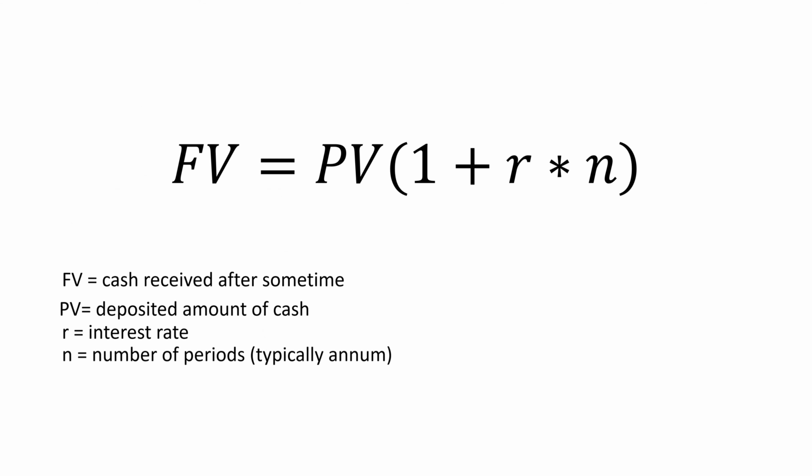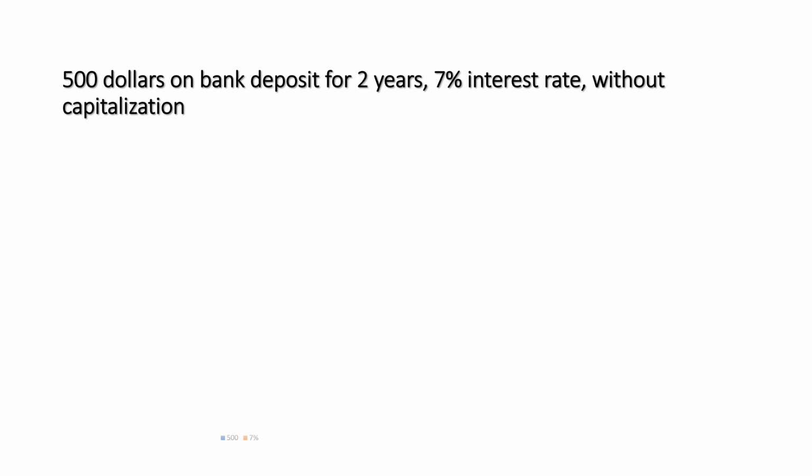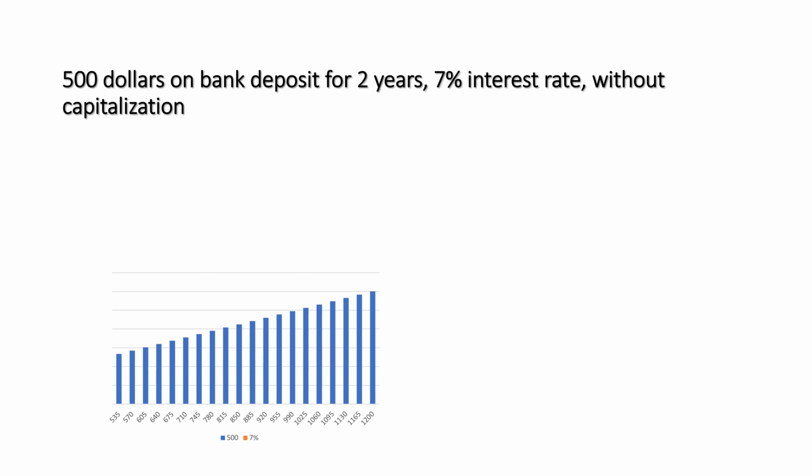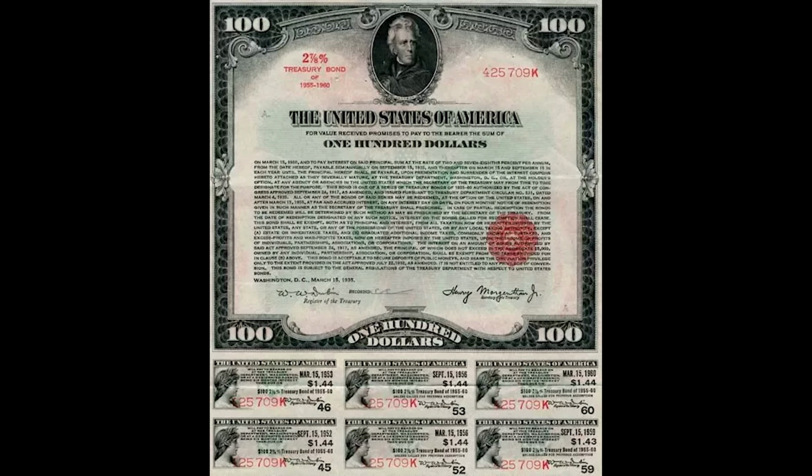And the last thing here is the future value, or the amount that will be obtained after the money holding time. I invest the same $500 in a bank deposit for 2 years at 7% without capitalization per annum. So it turned out to be $535 for 1 year and $570 for 2 years. In 10 years it will be $850. In 20 years it will be $1,200, which may seem pretty good. This can be found in bonds where there is a coupon rate. It's calculated by simple interest and pays a fixed amount annually. For $100 at 2.7%, this is $2.7 annually.